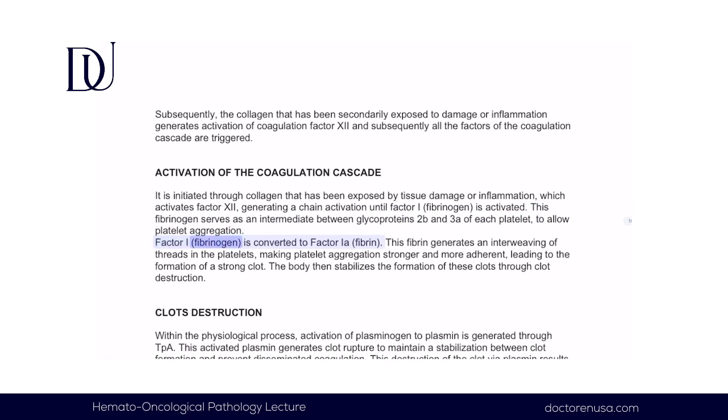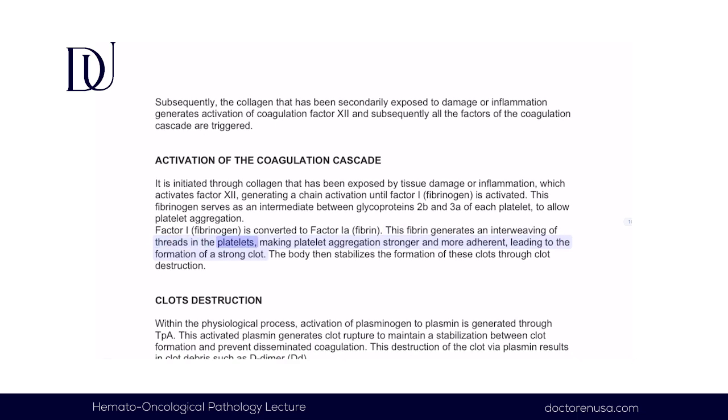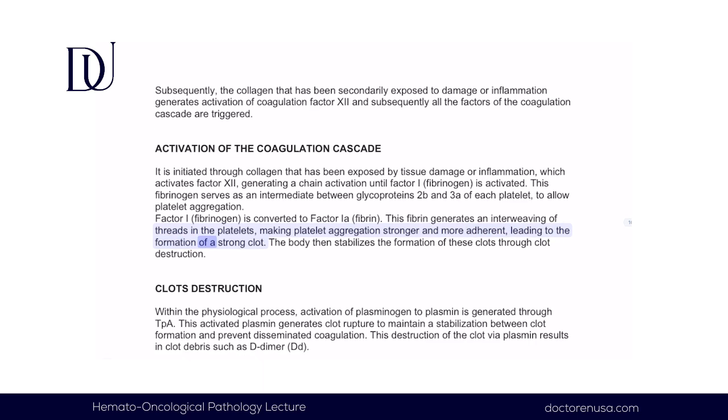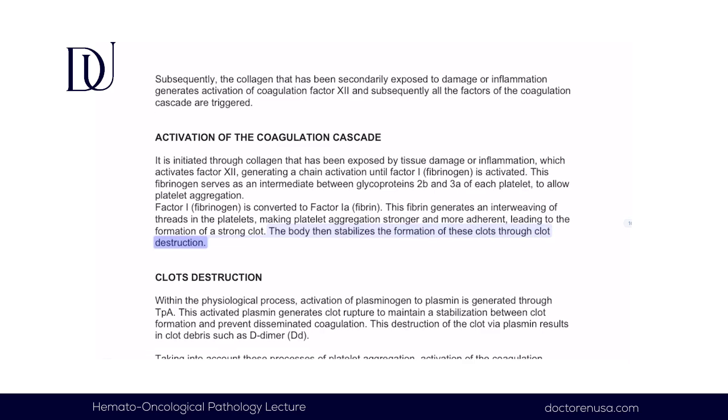Factor I, fibrinogen, is converted to factor Ia, fibrin. This fibrin generates an interweaving of threads in the platelets, making platelet aggregation stronger and more adherent, leading to the formation of a strong clot. The body then stabilizes the formation of these clots through clot destruction.